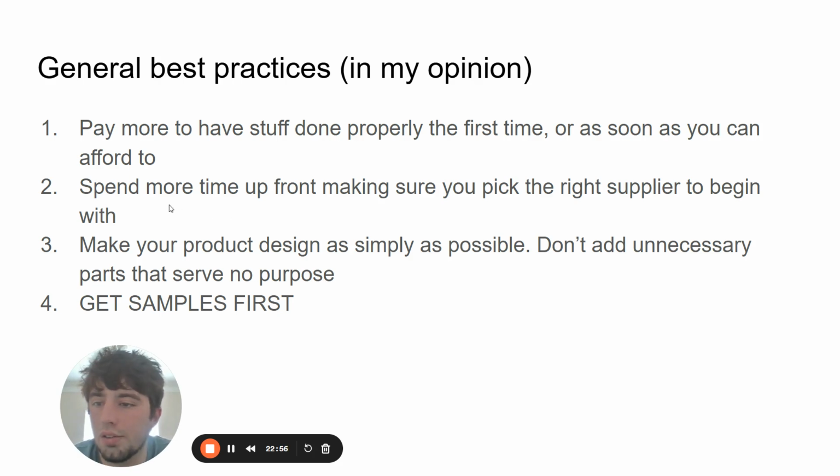So number two, spend more time up front making sure you pick the right supplier to begin with. Don't just pick somebody because they're the cheapest. Don't pick them just because you like them. Look at the other factors involved and make sure you're making a good decision for the health of your business.